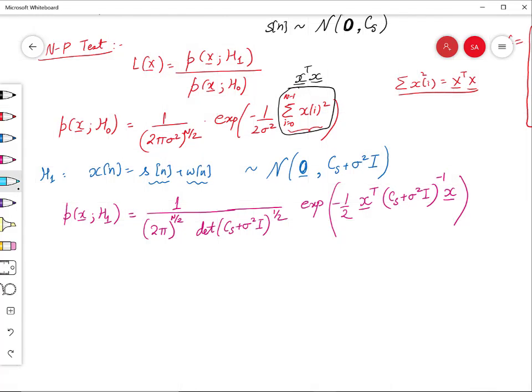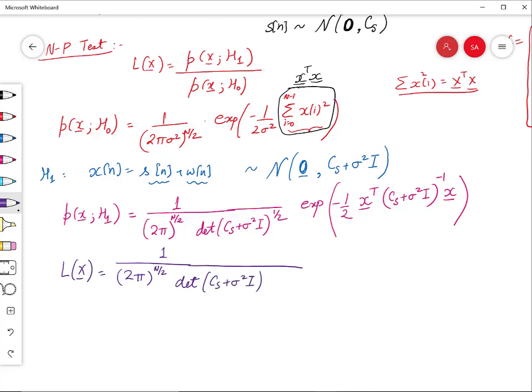Alright, so now let me take the likelihood ratio. Likelihood L of x is equal to 1 over 2 pi n by 2 sigma power n times the determinant of Cs plus sigma square I power half. I is the identity matrix. What is the dimension of this matrix? This matrix has dimension n cross n, because we are taking n samples here.